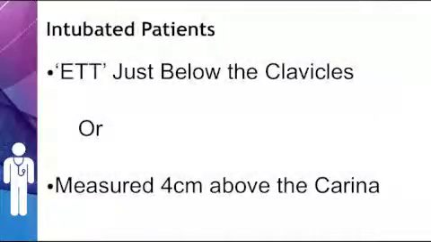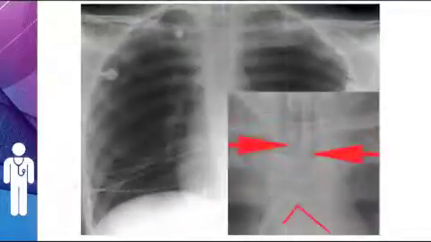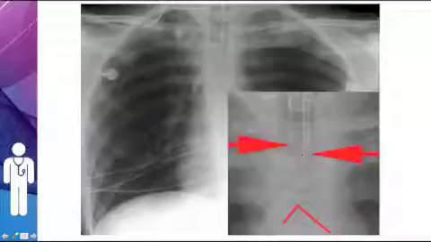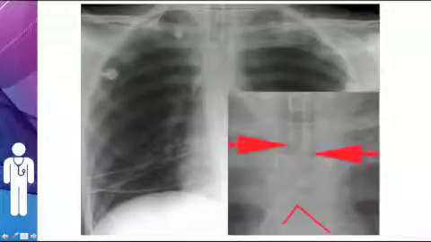So intubated patients may be quite difficult, and you can't always see the tip of the endotracheal tube, but it should be just below the clavicles and 4 centimeters above the carina. Here's an example. The endotracheal tube should be near the red arrows between the clavicles, and as you can see, it's a few centimeters above this triangle here, which represents the carina.